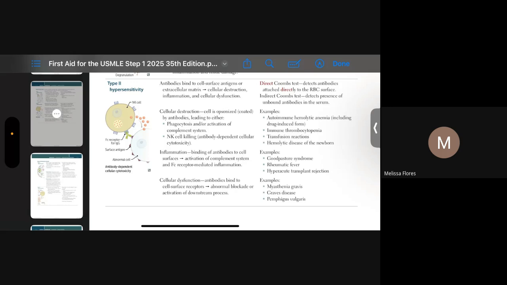So we discussed this in type 2 hypersensitivity. Antibodies directly attach to the cell surface, right? The antigen in this case is your platelets. That's all, that's your type 2 hypersensitivity, right? Is it clear?